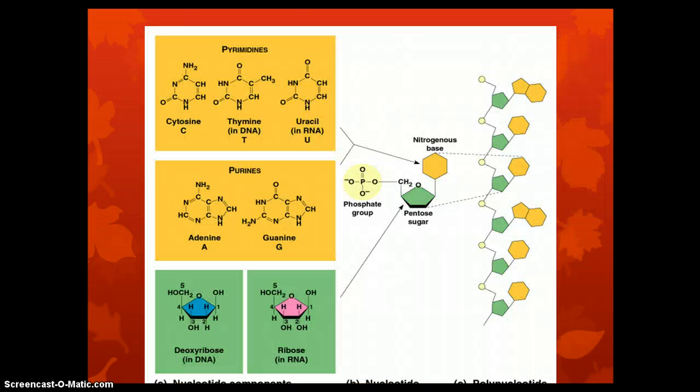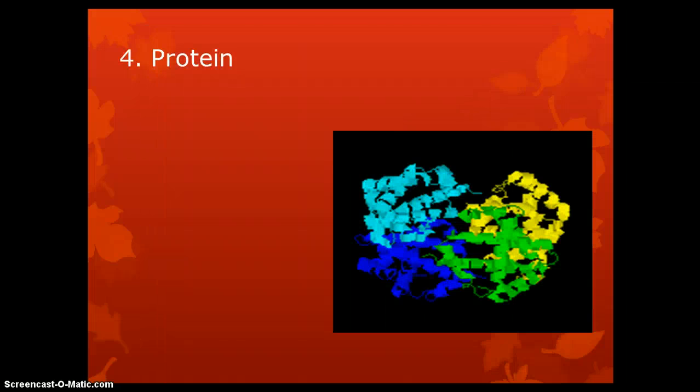When the monomers link together, they can link in two different places. The sugar of one nucleotide can link to the phosphate of another. Also, nitrogen bases can link together from different nucleotides. The main job of nucleic acids is to store and transmit genetic information. This genetic information tells cells how to build the final macromolecule, proteins.